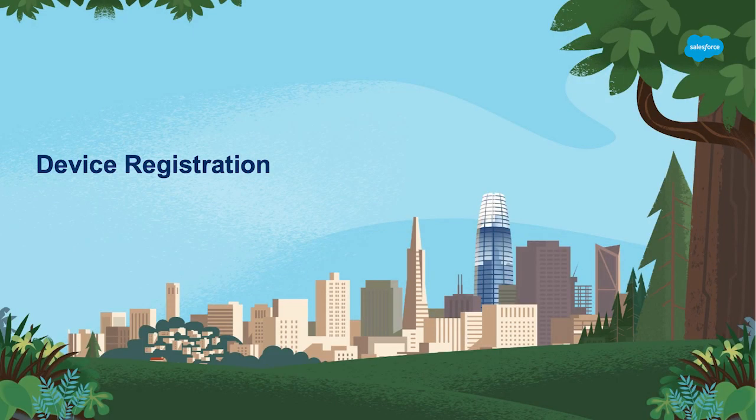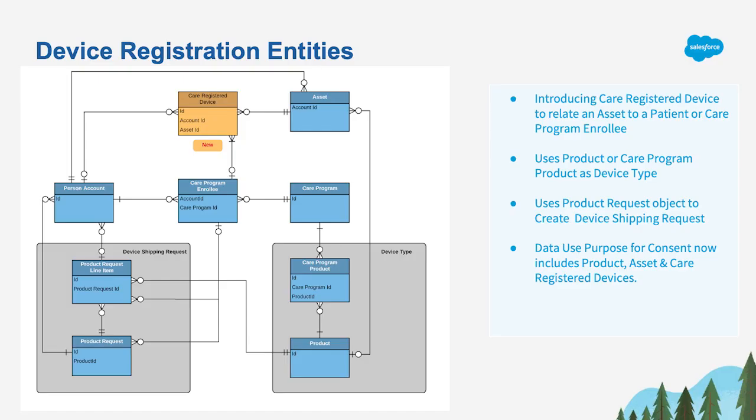In Summer 20, for Health Cloud customers to better engage and closely monitor patients, we're introducing device registration and shipping requests. My other colleague in Health Cloud will cover the remote monitoring feature after a device has been registered or shipped to a patient. Let's take a look at the data model.